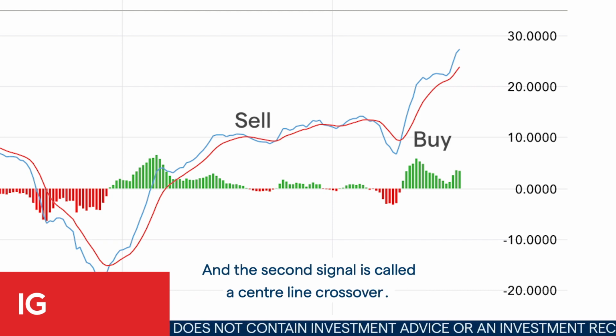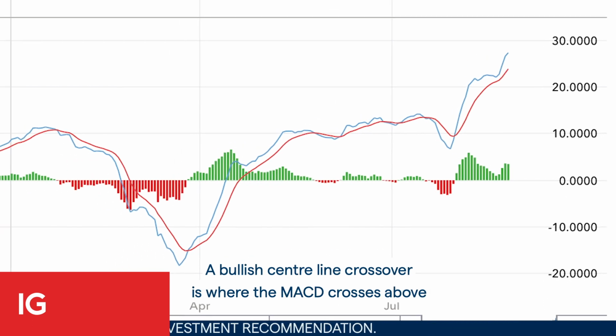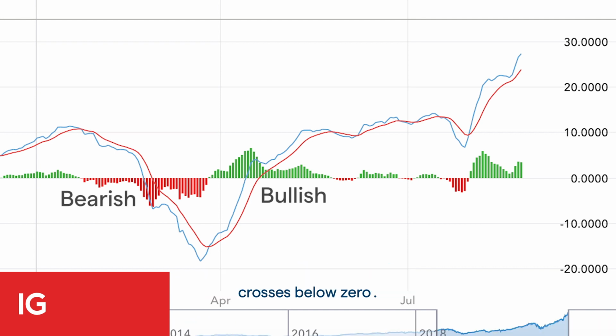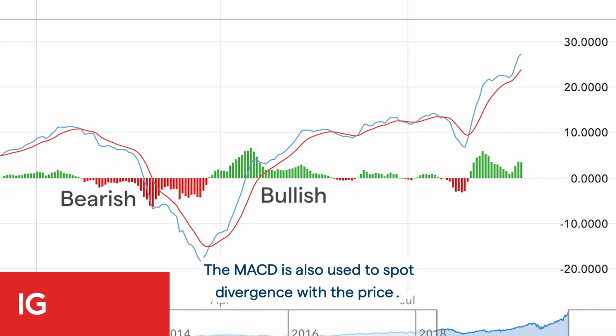And the second signal is called a centerline crossover. A bullish centerline crossover is where the MACD crosses above 0, and a bearish centerline crossover is where the MACD crosses below 0. The MACD is also used to spot divergence with the price.